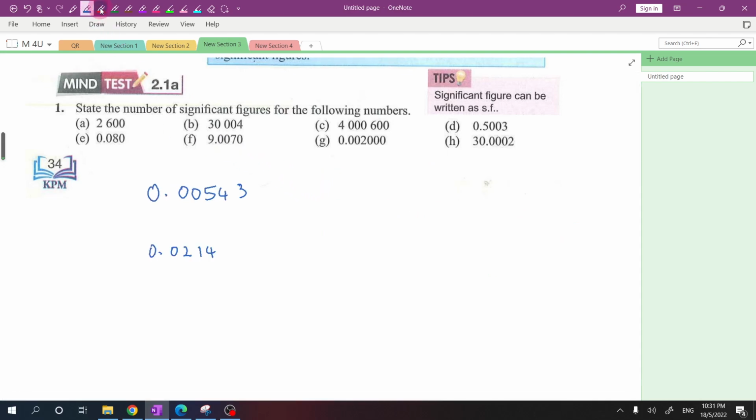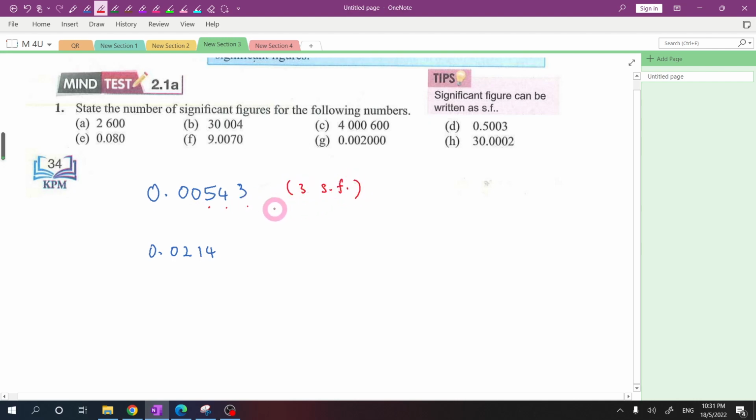Let's look at another situation. If you have a decimal, the number of significant figures starts to count from the first non-zero digit. You start from the left. This is not a significant figure. The 0 before the first non-zero digit is not considered a significant figure. So how many significant figures do we have here? This one, not counted, not counted, not counted. This is the first one. So we have 1, 2, 3. We have 3 significant figures.